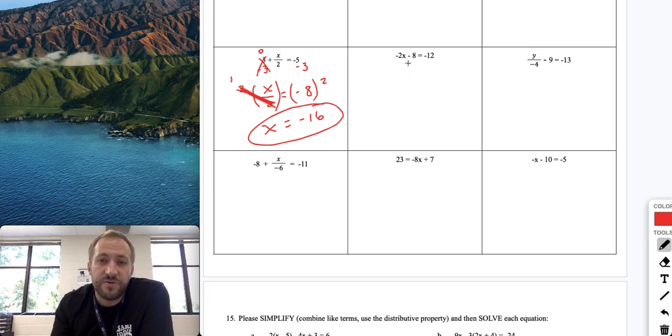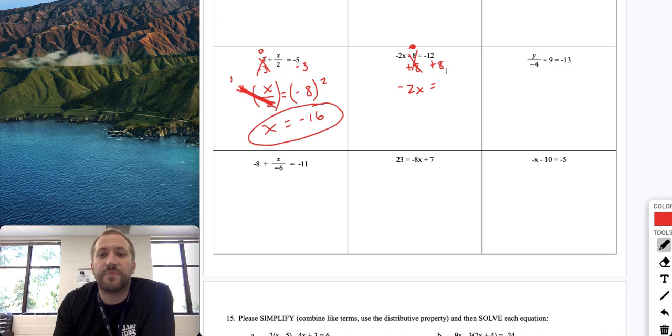This one over here, negative 2x minus 8 equals negative 12. Step number 1, I had to get rid of the constant, the number by itself. I'm going to get rid of this subtracting 8 by adding 8. That simplifies and reduces down to 0, cancels out. I'll add 8 over here. So now I'm left with negative 2x equals negative 12 plus 8. That gives me negative 4.